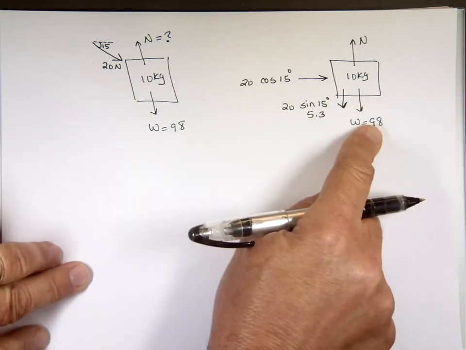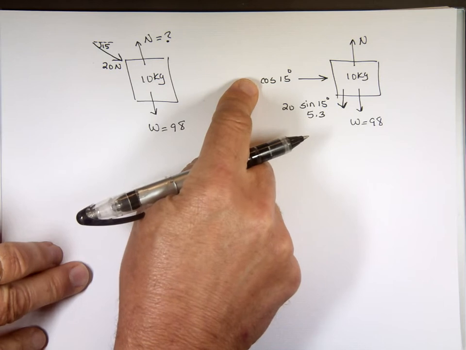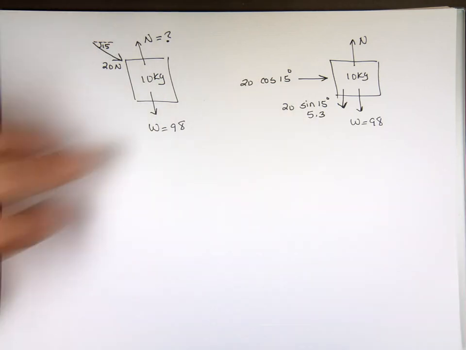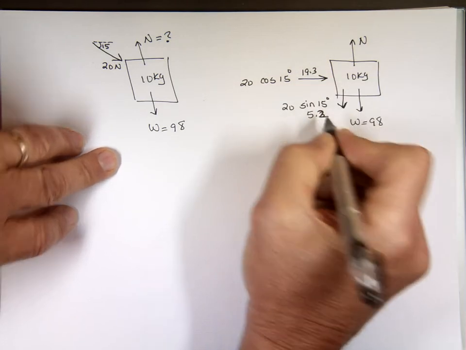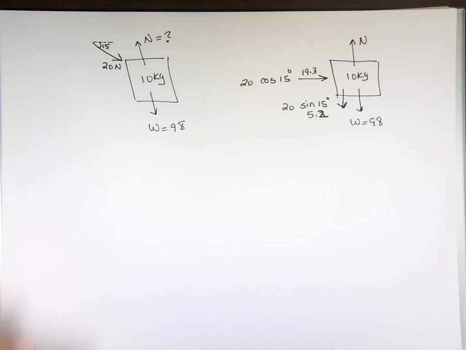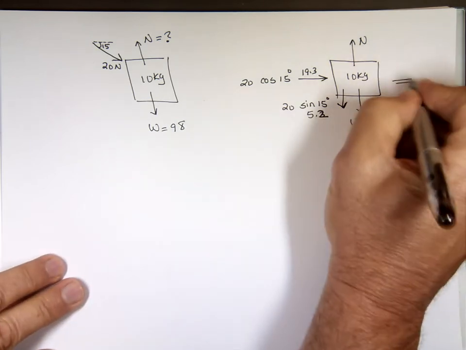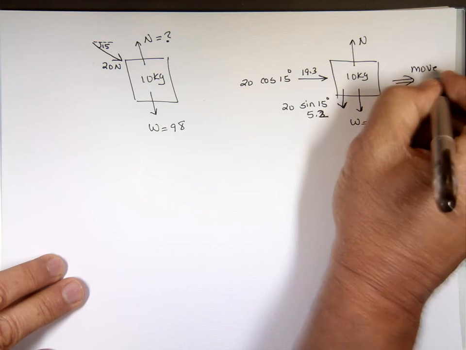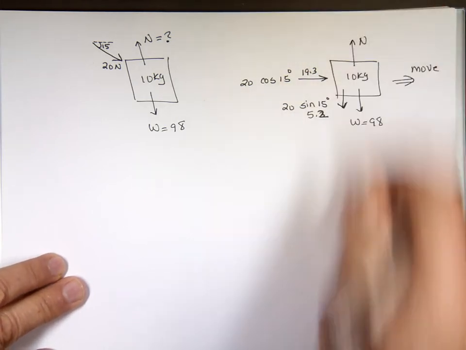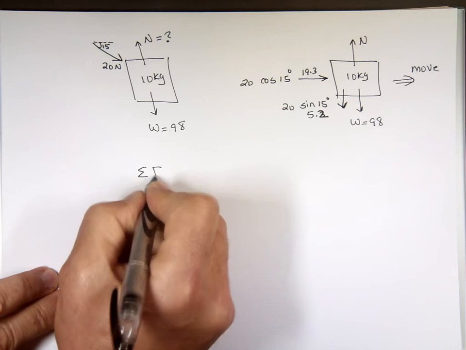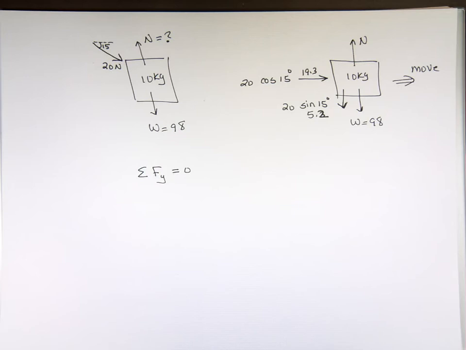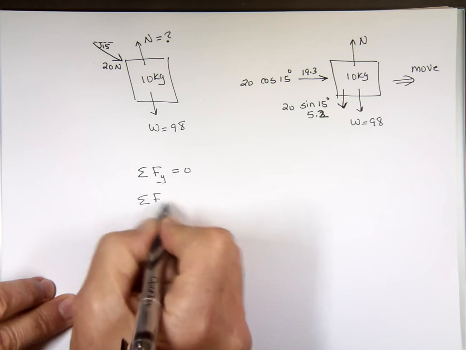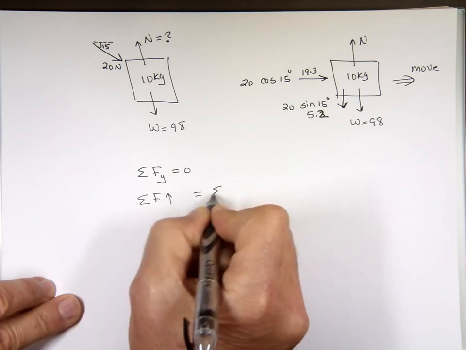This is 98. This is what? 19 point, what was that number? 3? I think the other one was 5.2. 2? Oh, thank you. And again, the suitcase was just going on the floor. It was moving that direction. That means in the y direction, these vectors, the net force must be 0. In the y direction. I use y for the y direction. That means if you take all the forces pointing upward, should equal all the forces pointing down.